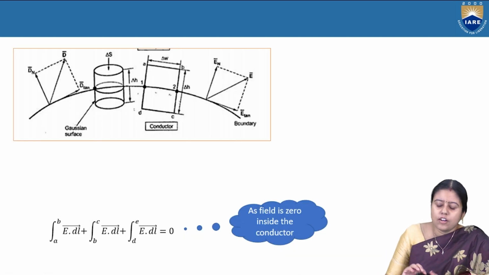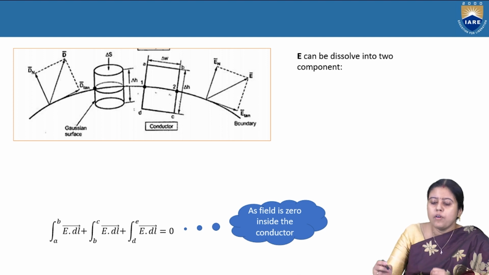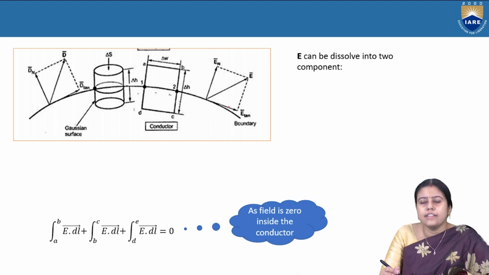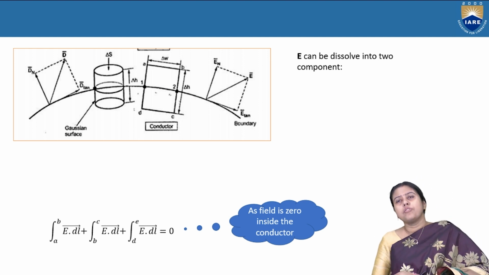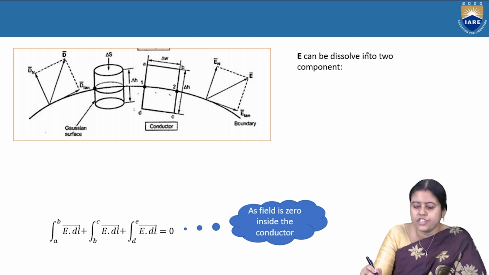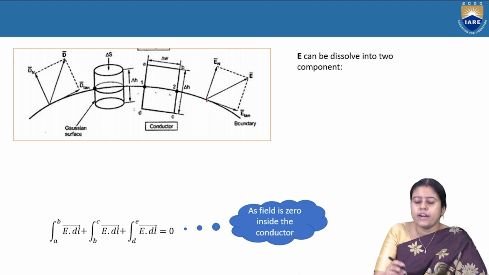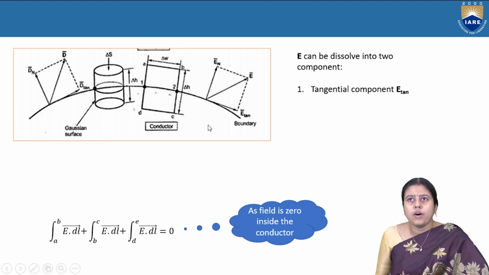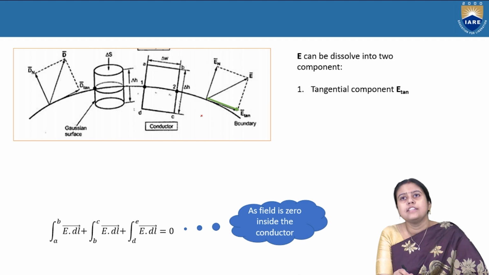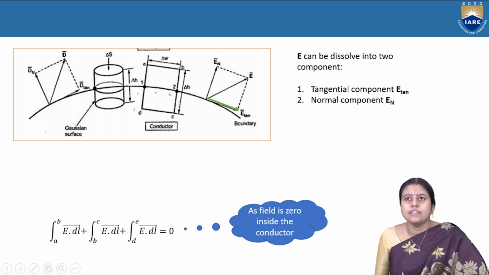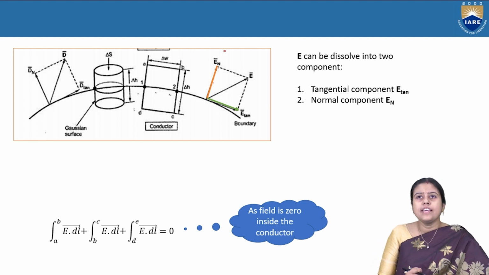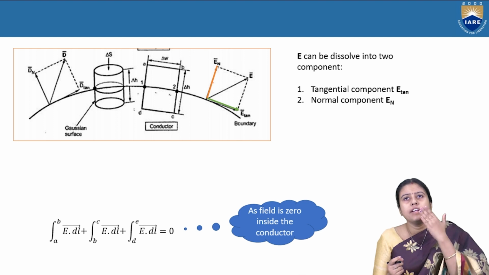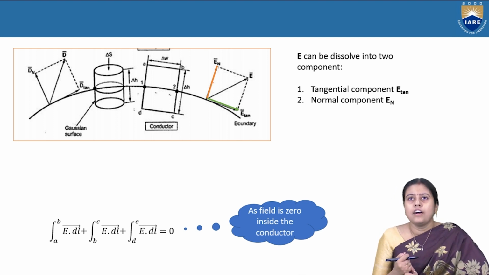As I discussed, this is the conductor portion and on top there is the intensity, and intensity is always in the tangential direction. E can be resolved into two parts. One is the tangential part, E tan, in the green line you can check this. And you can see the normal component E n, the orange one. E tan is the tangential component and E n is the normal component.